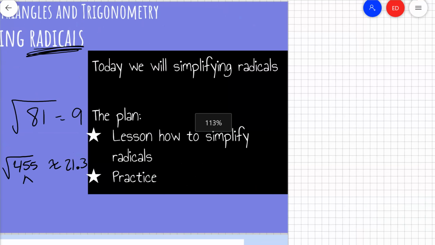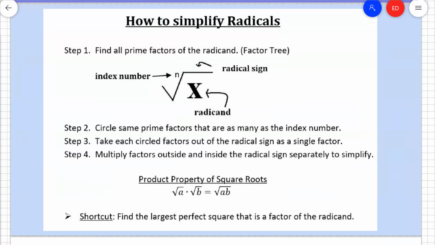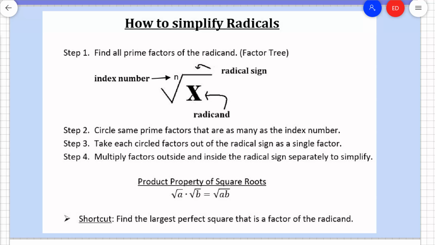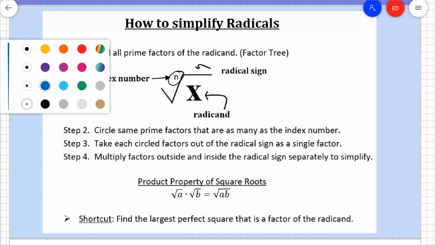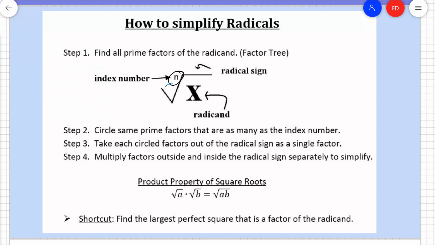All right, so let's go ahead and take a look at how to simplify a radical. Let's talk about the parts of a radical first. So we do have an index number. That's the number on the inside. Now for today's lesson, our index number is just going to be 2. So we're looking for groups of 2 numbers that are the same. The next thing is this is a radical sign, not a division sign. So that's a radical. And this is called a radicand, the number inside, radicand.